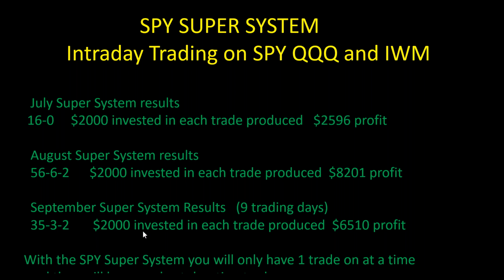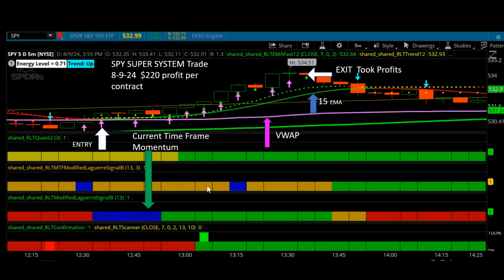These are quick trades and they're great for people who want to be in the room for short periods of time, short bursts of time, an hour, 2 hours at a time, come in the morning, come in the afternoon. And the nice thing about these SPY super system trades is there's only going to be one trade on at a time. You just have to manage the one trade, and they're very short duration trades. So this is what the SPY super system has done. I'm going to show you some charts of the SPY super system with the Compass system.